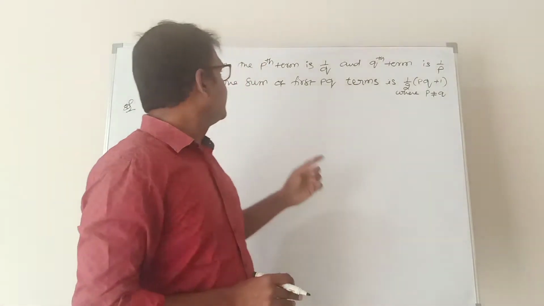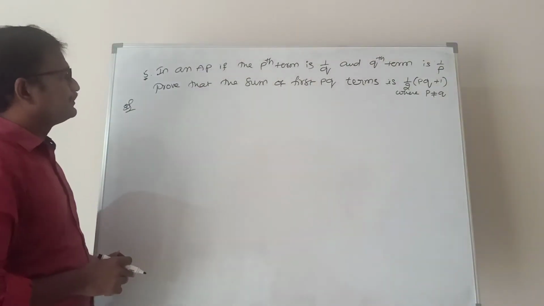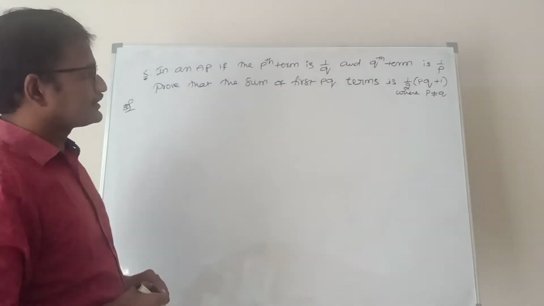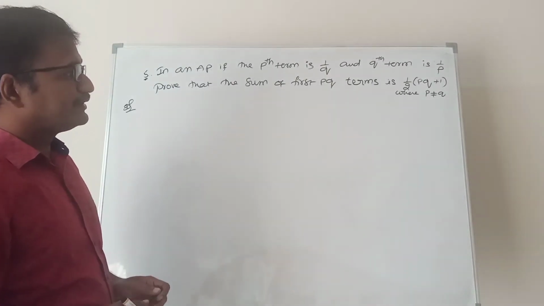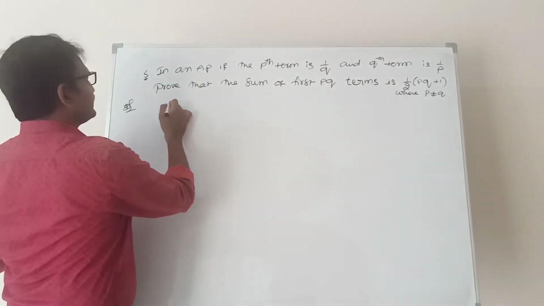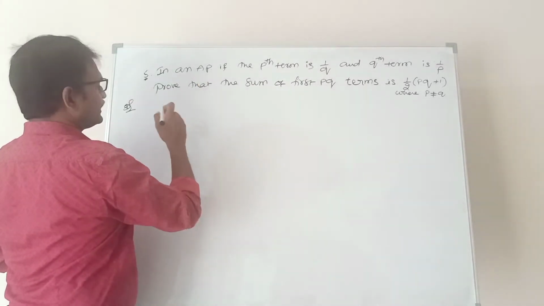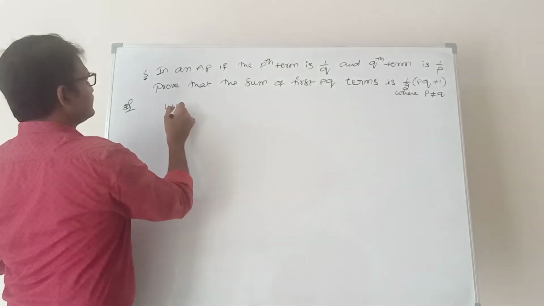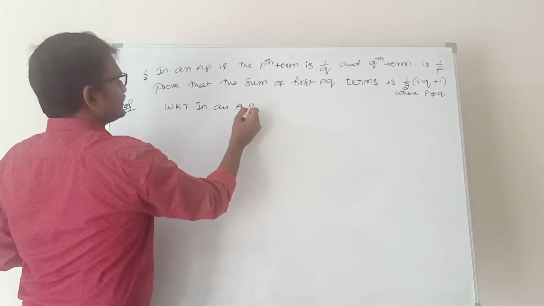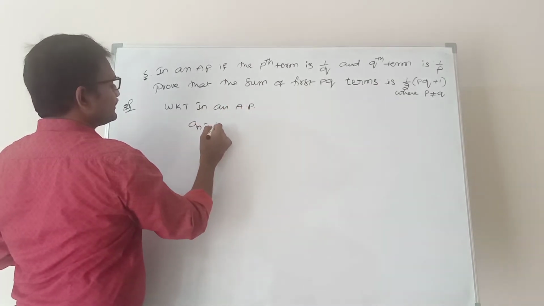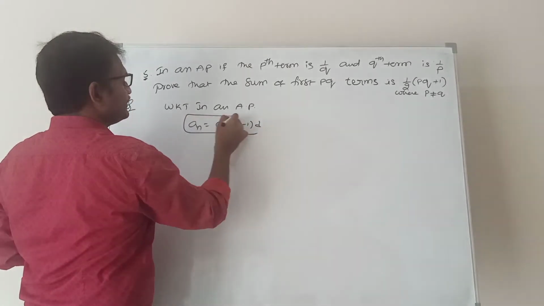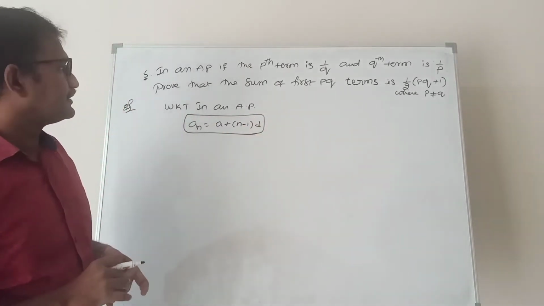Next, fifth problem: in an AP, if the pth term is 1 by q and the qth term is 1 by p, then prove that the sum of the first pq terms is half into pq plus 1. Given in an AP, the pth term is 1 by q. So we know that in an AP, what is the formula for the nth term? Nth term is equal to a plus n minus 1 into d. This is the formula for the nth term of an AP.